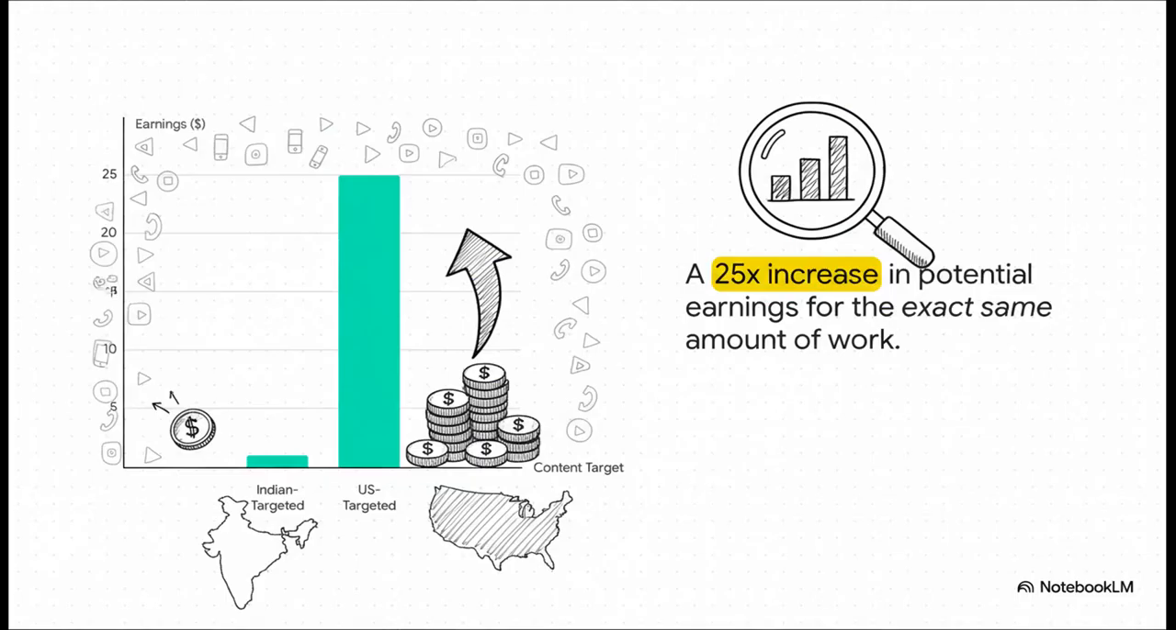And this is the why. This chart right here explains everything. We're talking about RPM. That's just a fancy term for what advertisers are willing to pay for every 1,000 views. And as you can see, for some audiences, the pay is, well, it's low. But for a US-targeted audience, it can be 25 times higher. Let that sink in. A 25x jump in your earnings for the exact same amount of work? It's a total game changer.